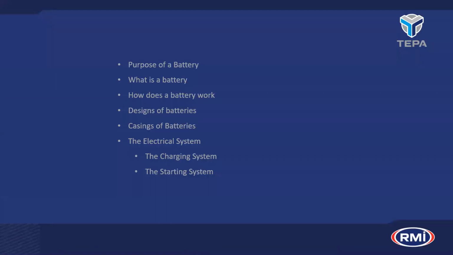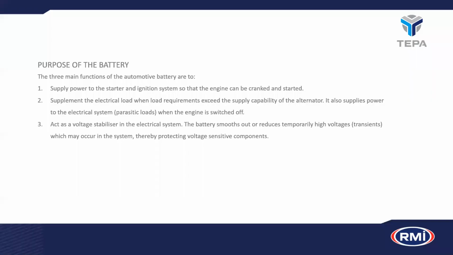We're going to have a quick look at what the purpose of a battery is. What is a battery? How does a battery work? Designs of batteries, casings of batteries, electrical system, the charging system, and the starting system. And included throughout that process, we're going to talk a little bit about problem-solving issues that might occur and so on, and see if we can just highlight what the value of the battery is.